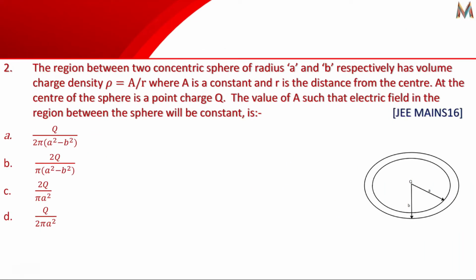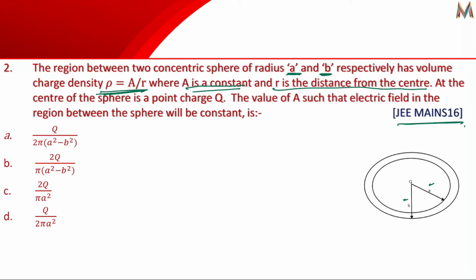This question appeared in JEE Mains 2016. The question is that the region between two concentric spheres of radius A and B, this is radius A and this is radius B, has volume charge density rho equals A by R, where A is a constant and R is the distance from the center. In this, rho equals A by R.